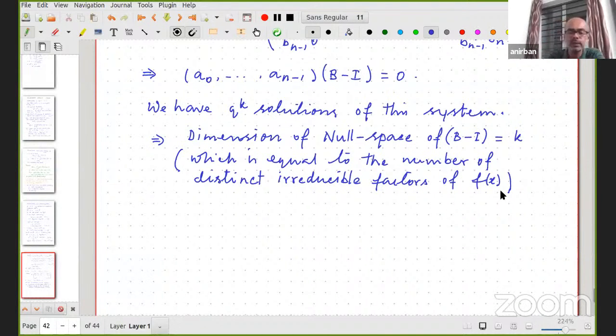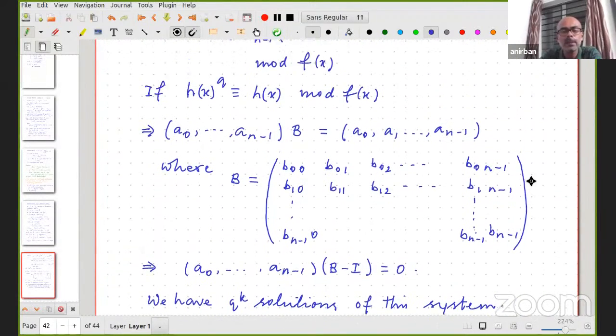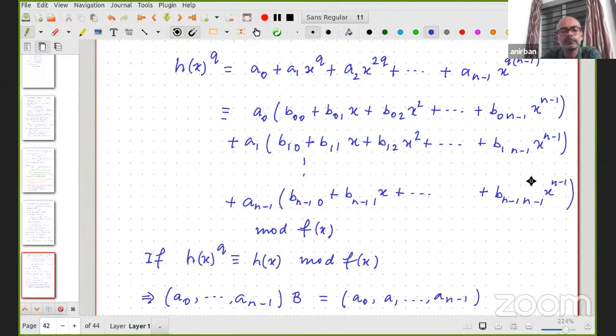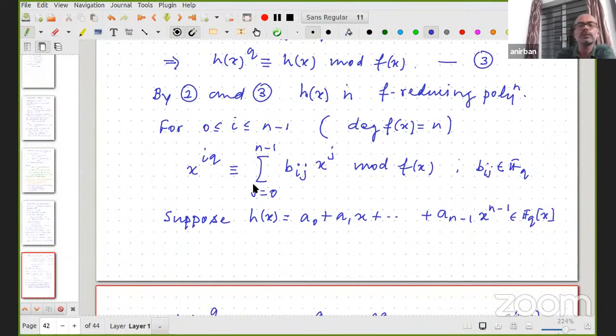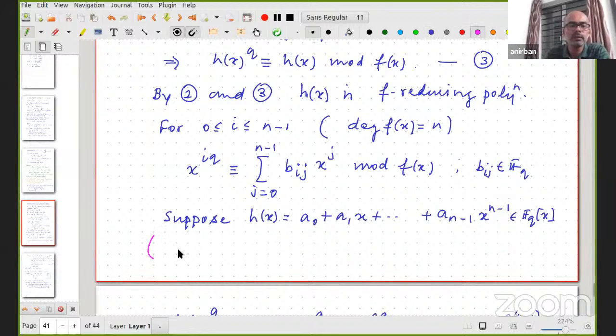There is one more thing to notice, which is here. This is an important thing to notice. What we have written here is x to the iq, where i is from 0 to n minus 1, so it includes 0. So x to the 0, which is just 1, is written out as b00 plus b01 x plus etc. plus b0,n-1 x to the n minus 1. That's just from our notation.